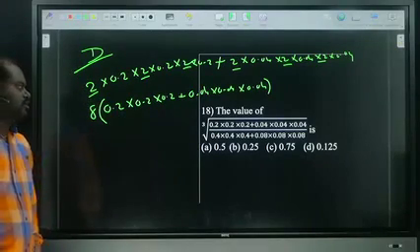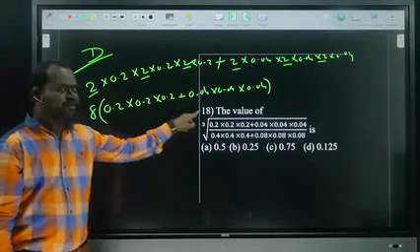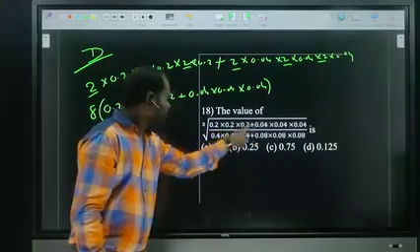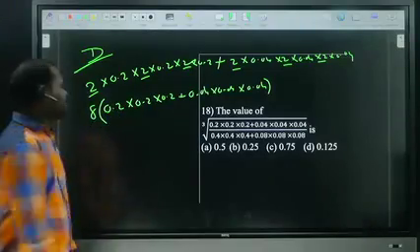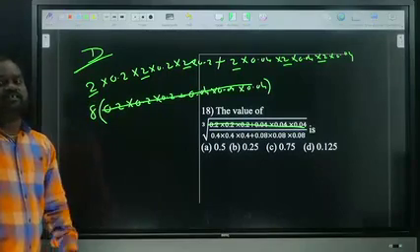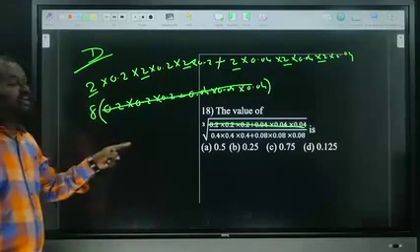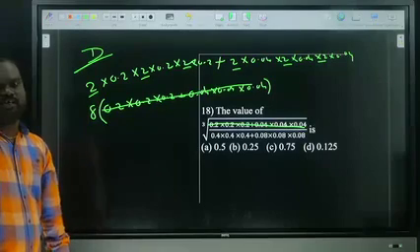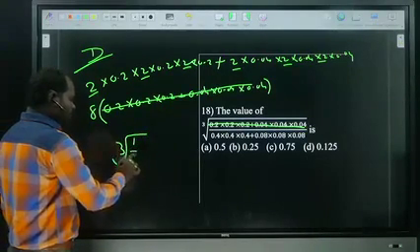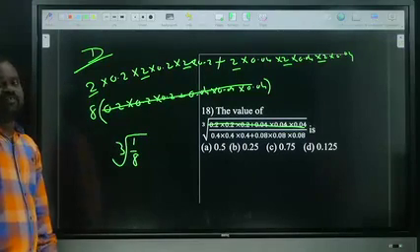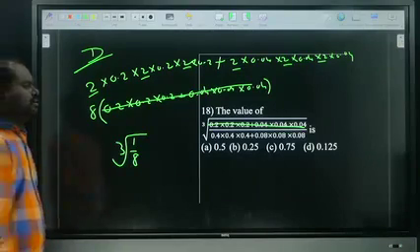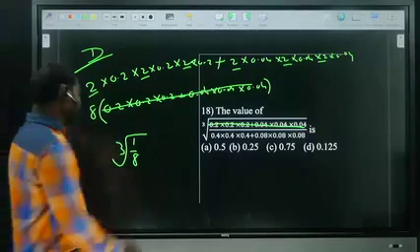Now observe carefully. The numerator has 0.2 into 0.2 into 0.2 plus 0.04 into 0.04 into 0.04, and the same thing we got in the denominator. That means this one and this one get cancelled. What is the balance? 8 remains in the denominator. That means cube root of 1 by 8. The entire rest is cancelled. Cube root of 1 by 8. 8 is the cube of which number? 2 cube. So what is the answer? 1 by 2.